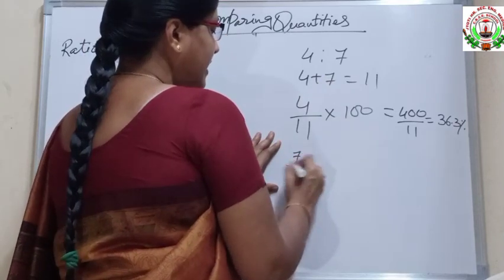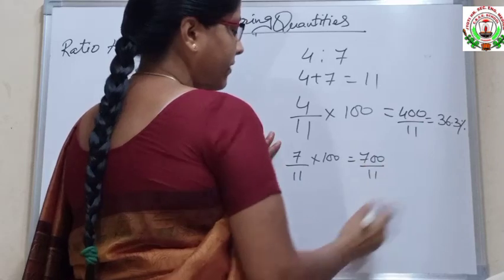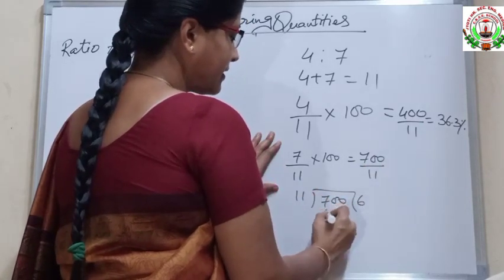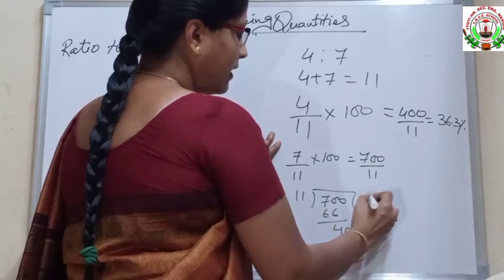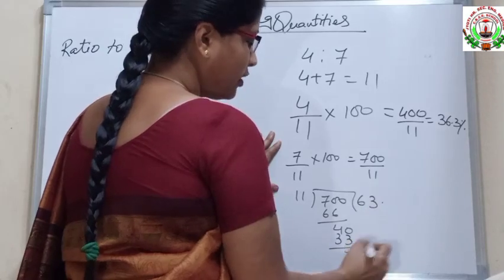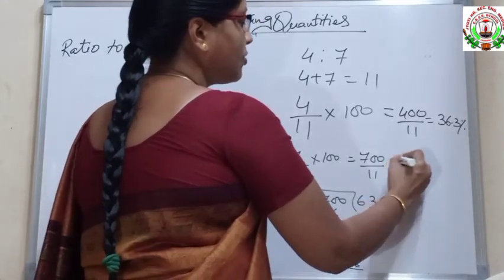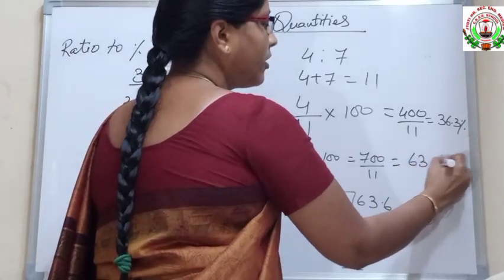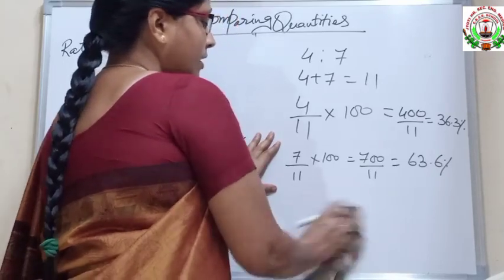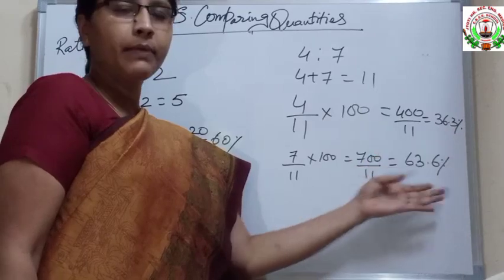Next it is 7 by 11 into 100, again 700 by 11. When you divide it, 700 divided by 11: 11 6s are 66, remainder 4, 40, 11 3s are 33, remainder 7, 70, 11 6s are 66, and it continues. So this is coming as 63.6%, approximately. So like this we have to change the given ratio into percent form.